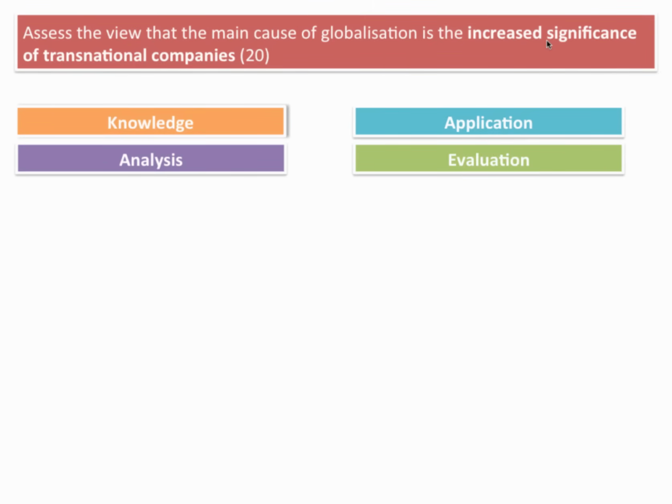Now, this question, I've tried to take a question which has significant relevance for, for example, OCR 585, an AQA question on the world economy, globalization, and particularly any exam question on the causes and the consequences of globalization. So there are two parts to this, and I'll take you through each in turn. First is a 20 marker in Edexcel: Assess the view that the main cause of globalization is the increased significance of transnational companies.